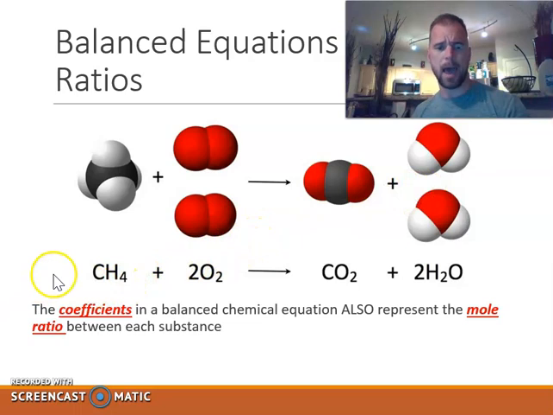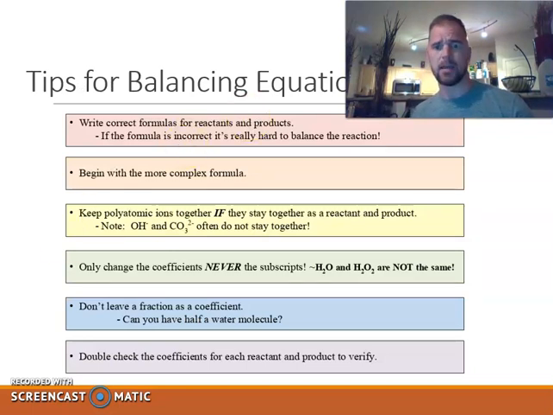So remember, the balanced chemical equation, which produces those coefficients, is going to tell us not only how many molecules are needed, but also how many moles. And that'll be explained even further when we talk about chemical reactions and stoichiometry. When you go to balance, like I said, balancing is really important. There are tips for balancing chemical equations. Here are a few helpful tips.